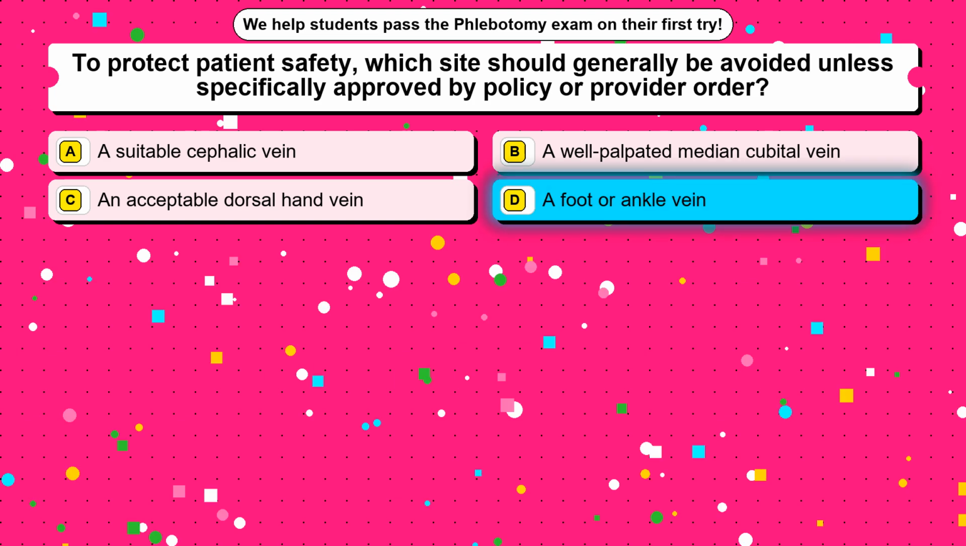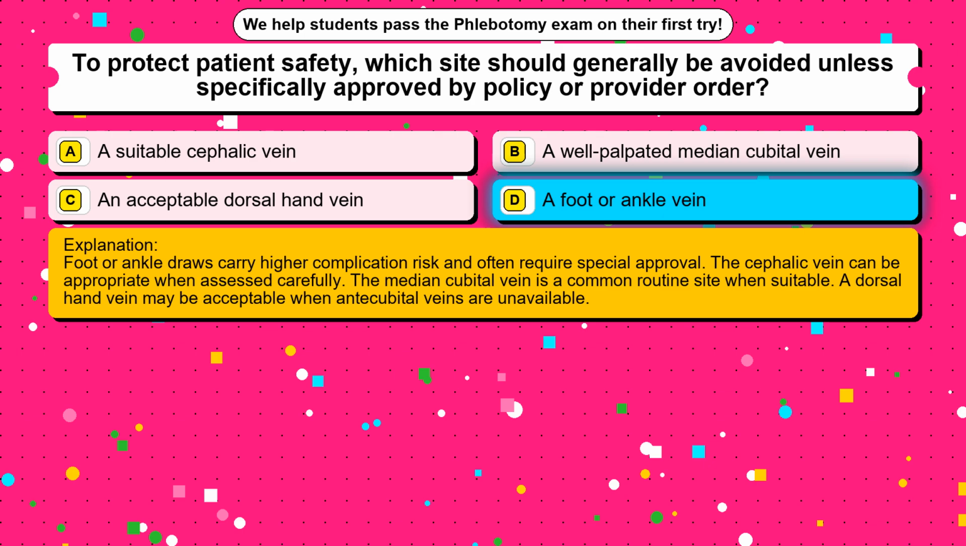The correct answer is option D. A foot or ankle vein. Foot or ankle draws carry higher complication risk and often require special approval. The cephalic vein can be appropriate when assessed carefully. The median cubital vein is a common routine site when suitable. A dorsal hand vein may be acceptable when antecubital veins are unavailable.